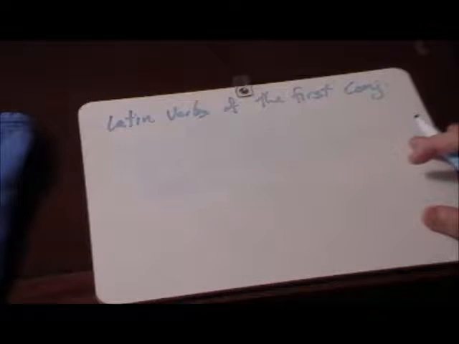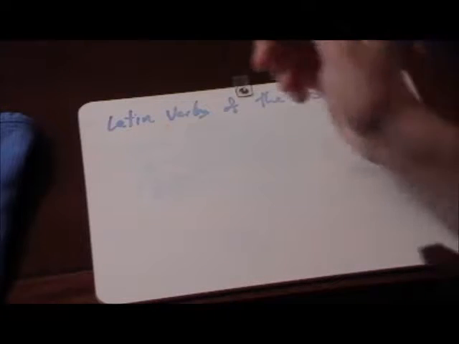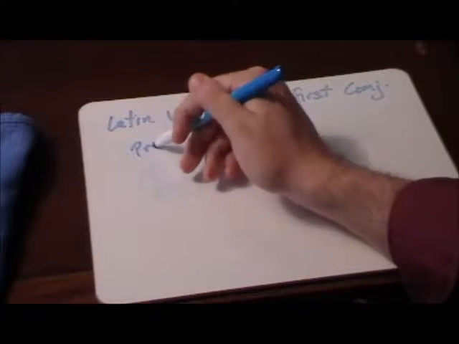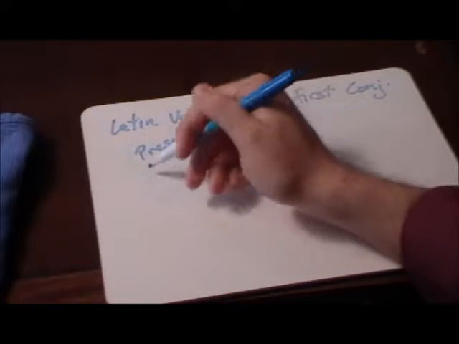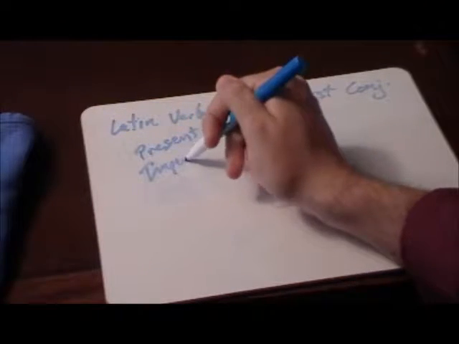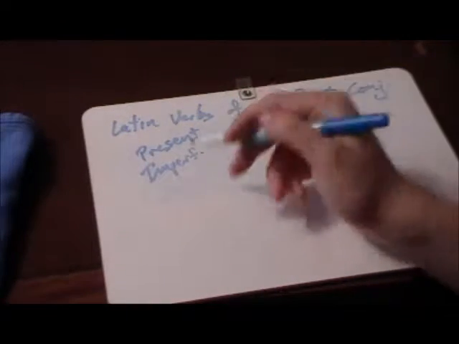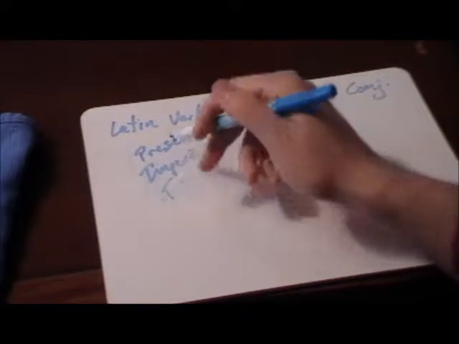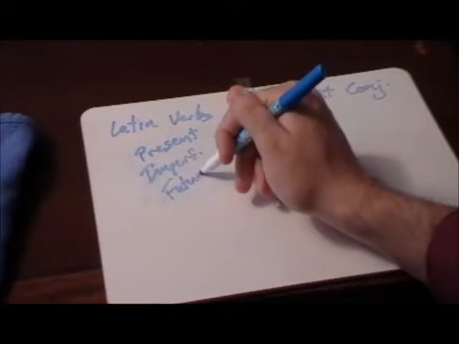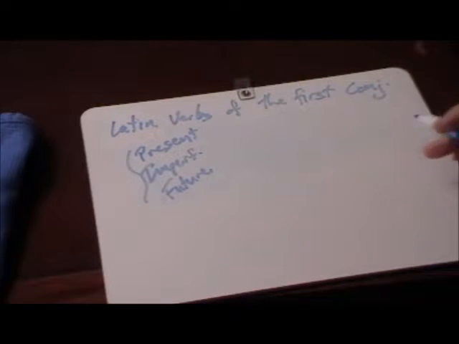Today we're going to be continuing our study of Latin verbs of the first conjugation. We've already learned the rules for the present tense, the imperfect tense, and today we're going to be learning about the future tense. Now the rules of these three are very similar for the first conjugation.